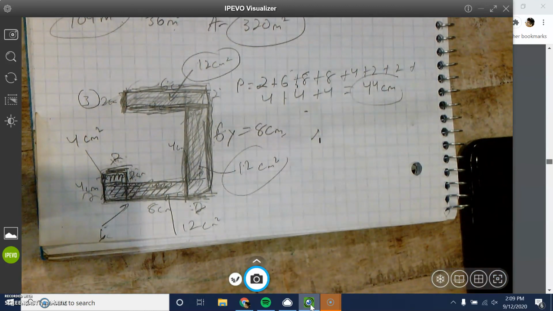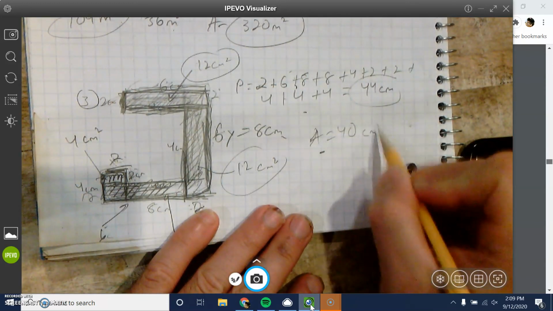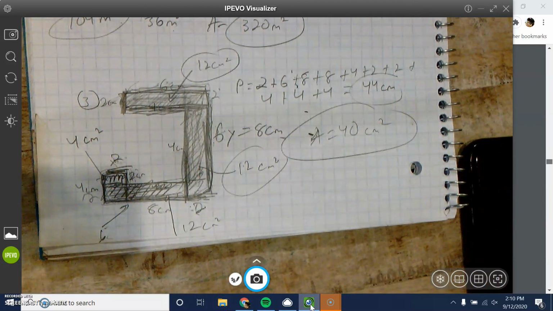Pencil broke. Let's try another pencil. Area equals 40 centimeters squared. There you go. Great job, everybody.